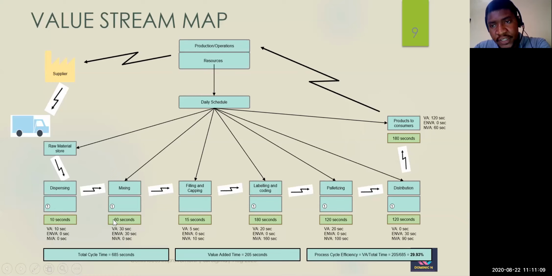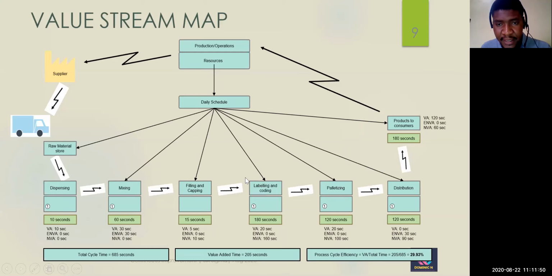So if you look at the process I put here for bottle production as an example, you dispense your raw materials, you mix, and the value added time is 30 seconds, and the essential non-value added time here is 30 seconds. So it could be the time the operator or the manufacturer uses to move materials from place to place. He has to, but it's essentially non-value adding when you could automate it. Then you look at your filling process and your capping process. The value adding could be 5 seconds. And then labeling and coding.